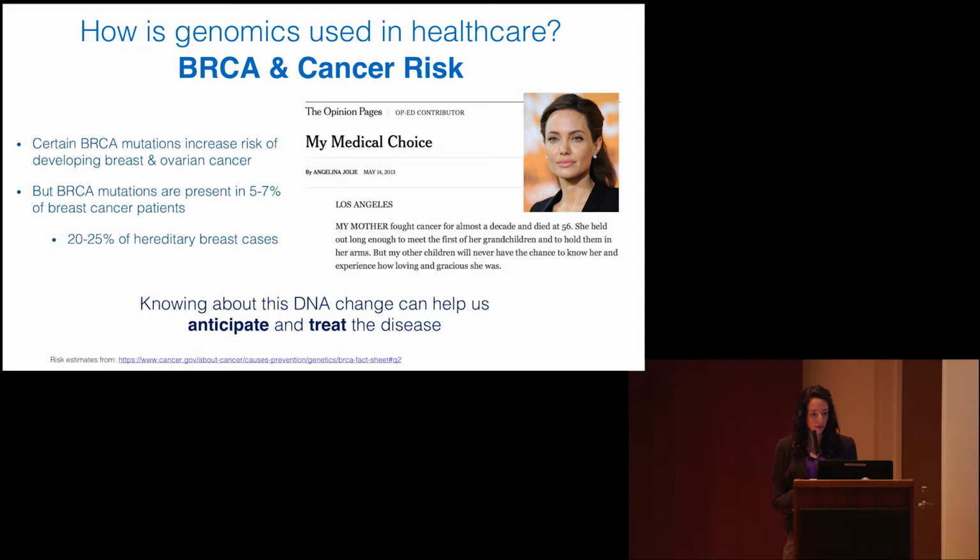All right, so knowing about this change in the DNA helps us anticipate the disease with the Angelina Jolie type example, and it also helps you treat the disease. So there are certain types of drugs called PARP inhibitors that are more effective in women where we know that this BRCA gene is mutated and that we think that's the cause of the disease. So it helps us, again, understand and treat the diseases in addition to being more proactive about trying to prevent it.